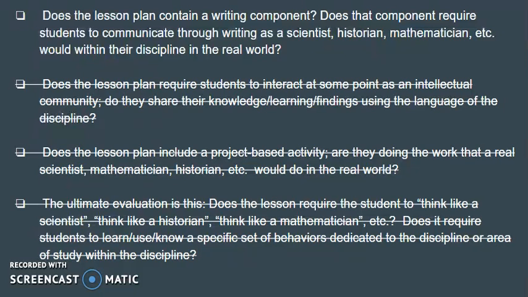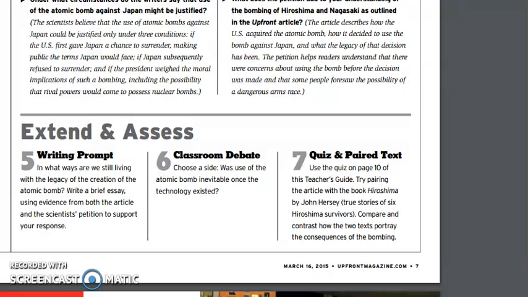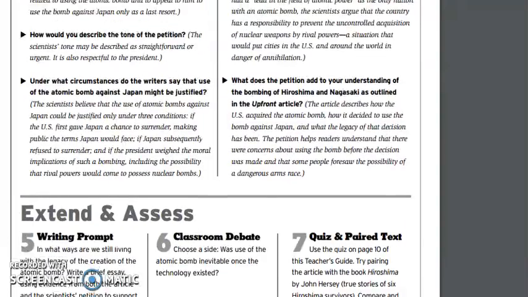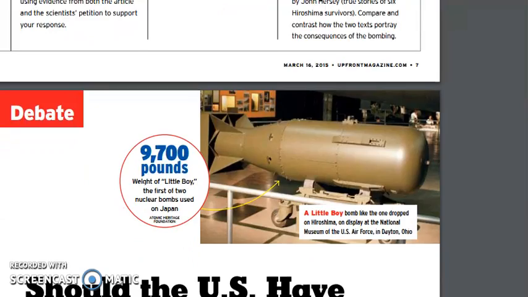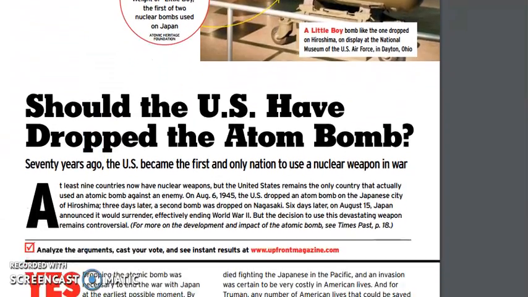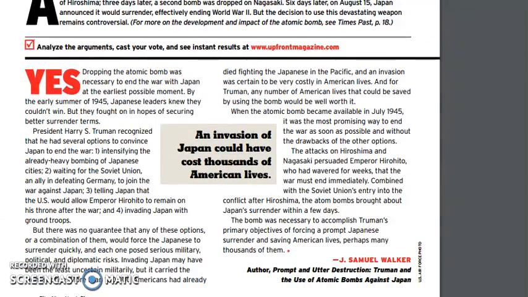And historians, if they were to have a debate about this before it even happened, I mean, that's what they would do. Is the use of the atomic bomb inevitable? Is it something that should be done? Yes or no? And that's where that would come in. And it even gives you a bigger background on this debate. Should the U.S. have dropped the atom bomb?